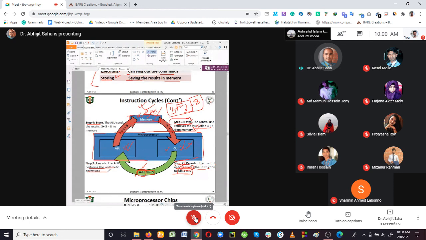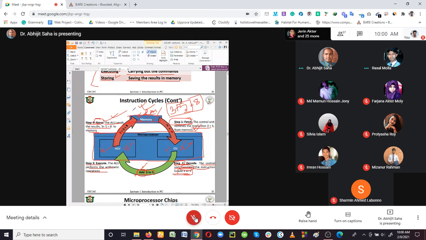He is going to perform this arithmetic operation. He is going to calculate that 3 plus 5 equals 8. The result, 8, that the ALU got, is going to be sent back to the RAM, back to the memory. This is what the fourth step is showing, the storing. So the ALU sends the result, 3 plus 5 equals 8, to memory, and the memory is going to store it. Okay, is it clear?